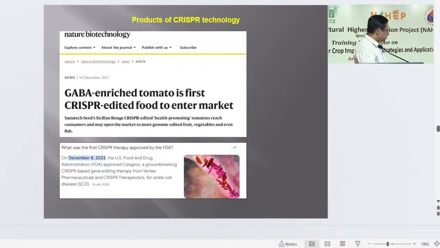And this was the first CRISPR therapy which was approved by the FDA, Food and Drug Administration, of USA. And on December 8, 2023, they approved something called Casgevy. It's a groundbreaking CRISPR-based gene editing therapy from Vertex Pharmaceuticals for sickle cell anemia disease. So things are slowly moving. The technology is there. The products are coming.